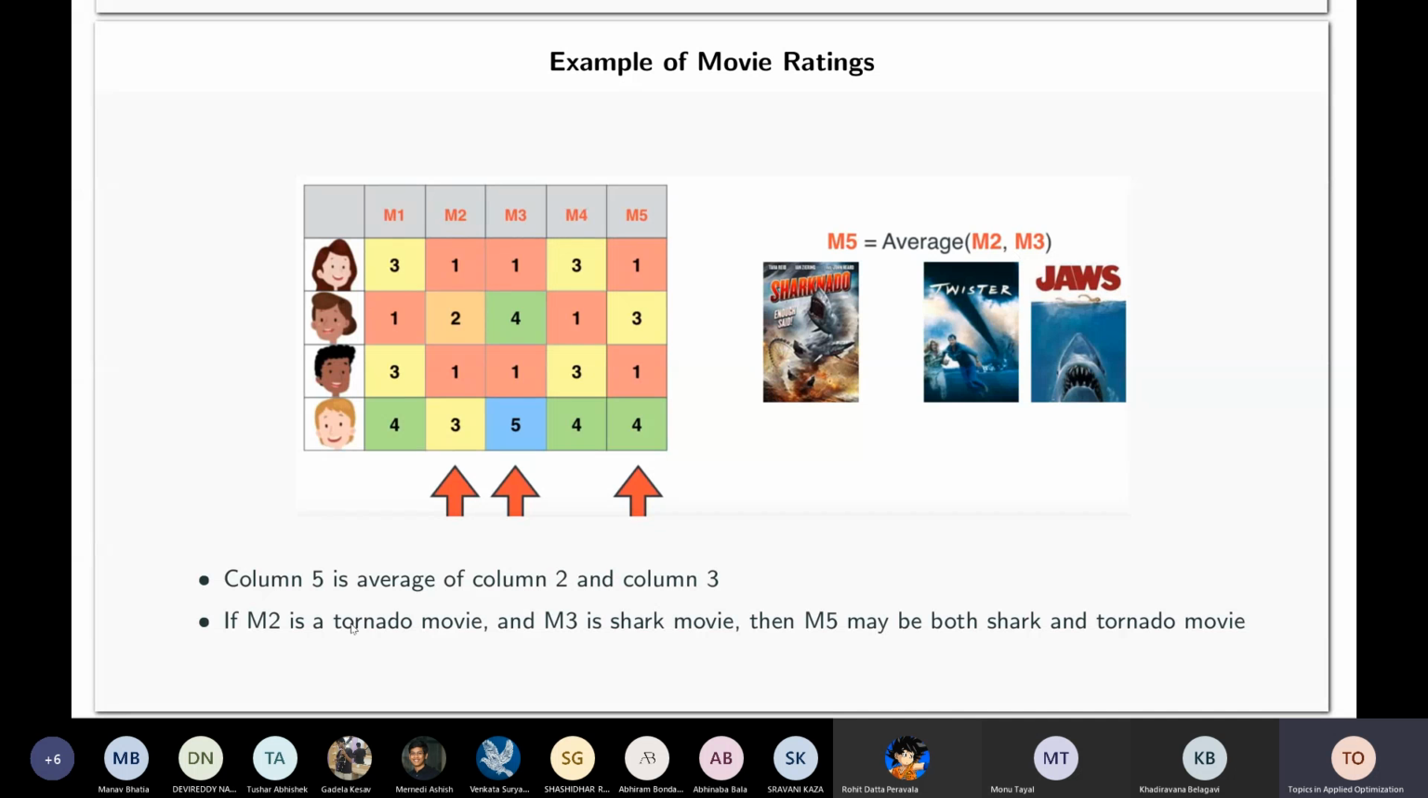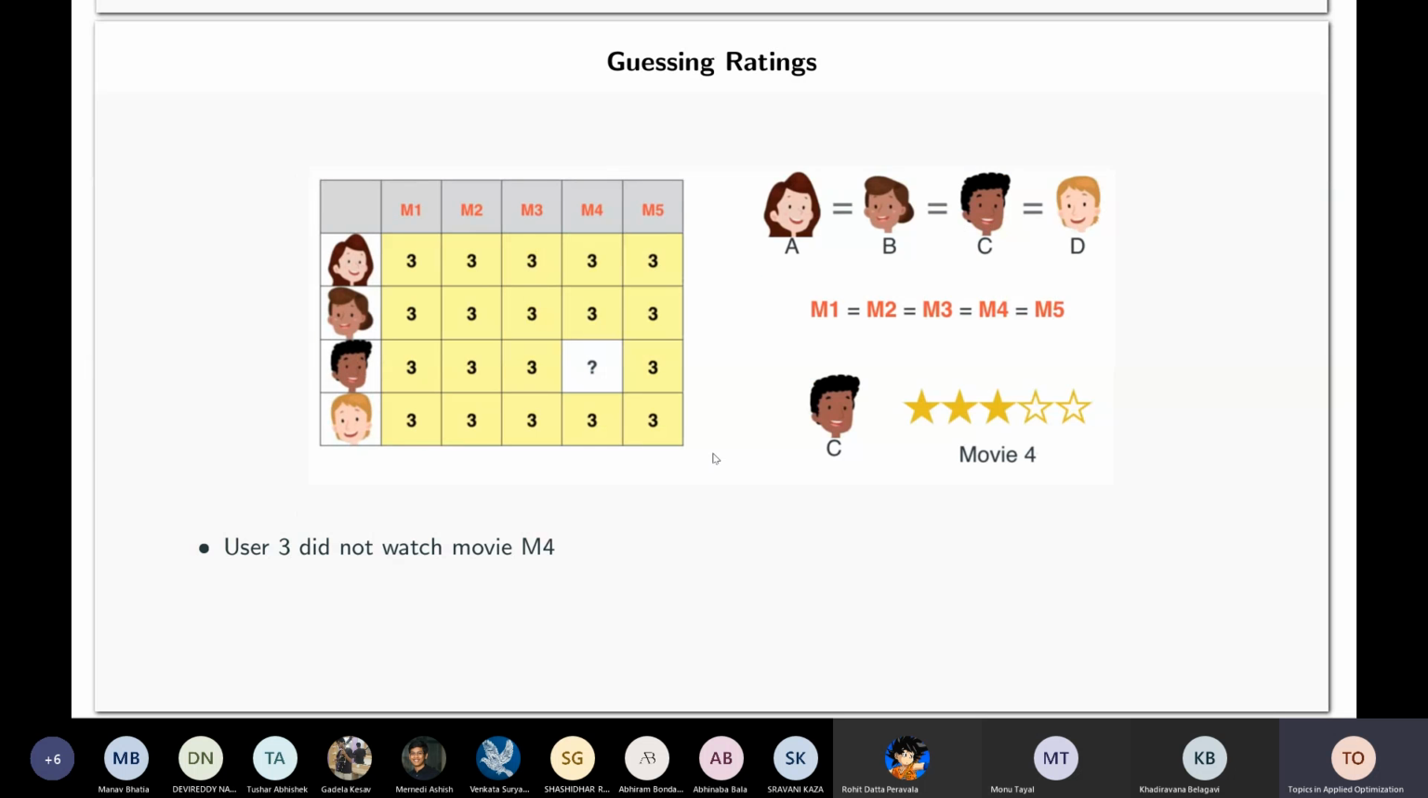In other words, if M2 is a tornado movie, let us say the Twister movie that you may have seen, and M3 is a shark movie, which is Jaws, it may happen that this is a Sharknado movie. This movie combines both tornado and shark. So maybe this is an average of these two, and that's why the ratings came out to be the average of those. So it may happen.